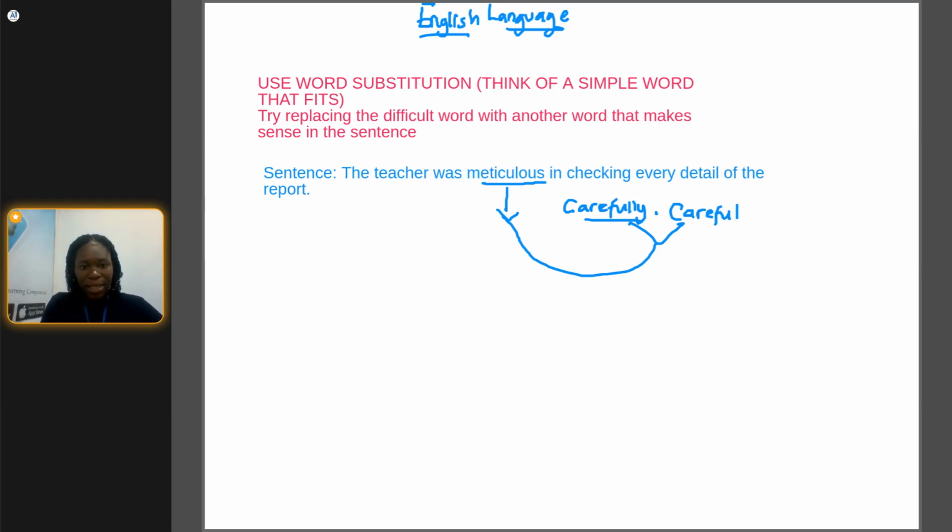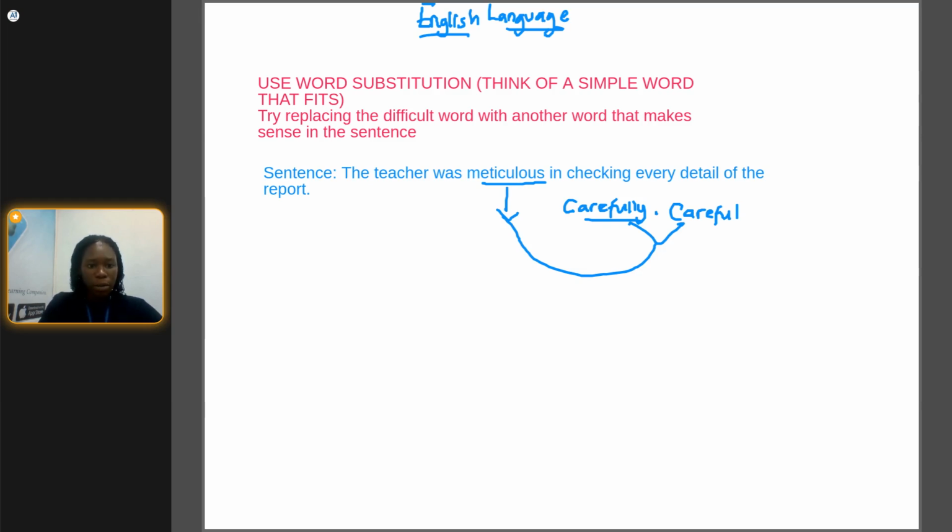Okay, so that's for tip three of how to easily determine the meaning of big words. How to easily determine the meaning of big words. Now we are looking at number four.